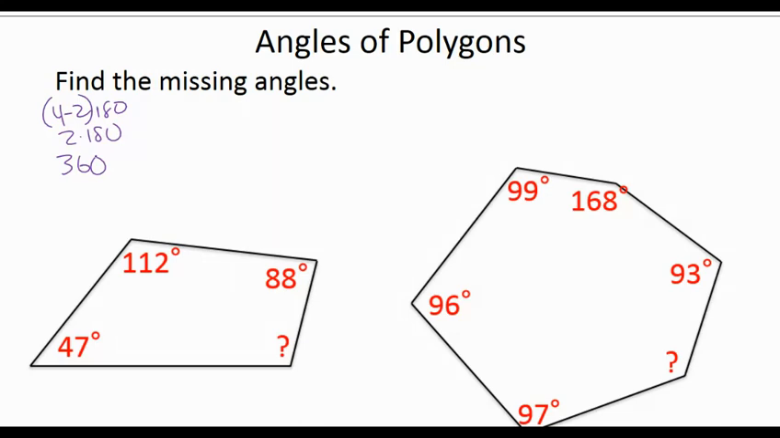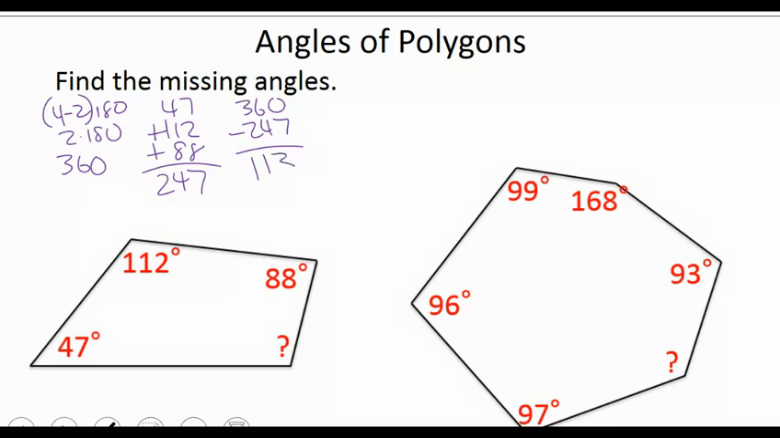So I can add up the three that I know. So 47 plus 112 plus 88. I do that, I believe I get 247. So I knew three of the angles and they added up to 247. I know all four have to add up to 360. So I can do 360 minus 247, do that math, and I get 113. So this missing angle is 113 degrees.